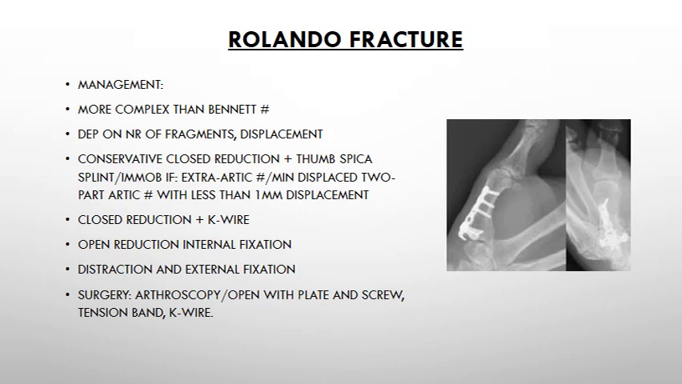If operative, then a closed reduction and K-wire is an option. Open reduction internal fixation, or distraction and external fixation, are also options. The surgery can be done arthroscopically or open with plates and screws, tension band or K-wires. In this picture, you will see open reduction internal fixation for a Rolando fracture with plates and screws.